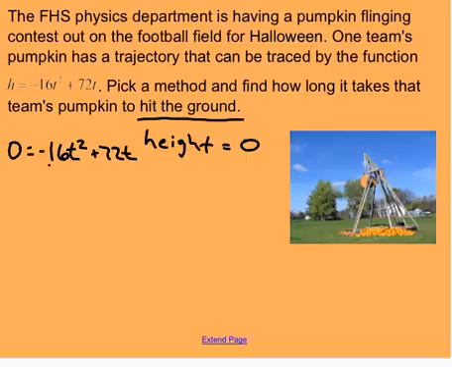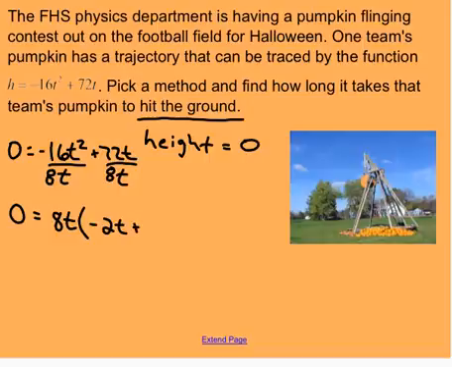It's because this one has a GCF. So remember that grouping stuff? GCF there is t. 72, I know, can be divided by 8. So I would have said 8t. When I do that, this is 0 equals 8t, and then in parentheses, I would have negative 2t plus 9. See how these t's cancel?